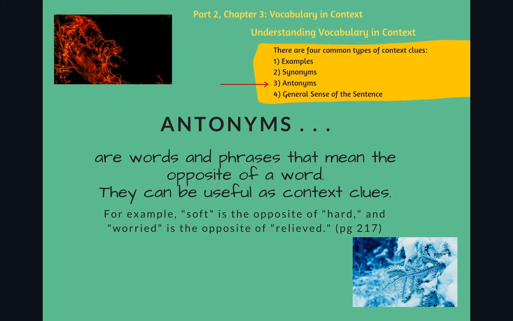Okay, so let's look at the section that's about antonyms, and you'll find this on page 217. Antonyms are words and phrases that mean the opposite of a word. They can be useful as context clues. For example, soft is the opposite of hard, and worried is the opposite of relieved. And obviously, hot is the opposite of cold, or burning is the opposite of freezing.